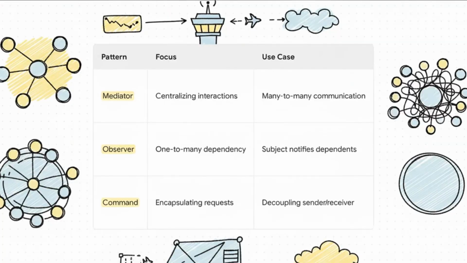As you can see, each of these patterns has its own specialty. The observer pattern, for instance, is perfect for one-to-many situations, like a subject sending out notifications. The command pattern is all about wrapping up a request into an object. But the mediator, its specific job is to centralize complex many-to-many interactions. It's the specialist for when you have a bunch of objects that all need to coordinate with each other.